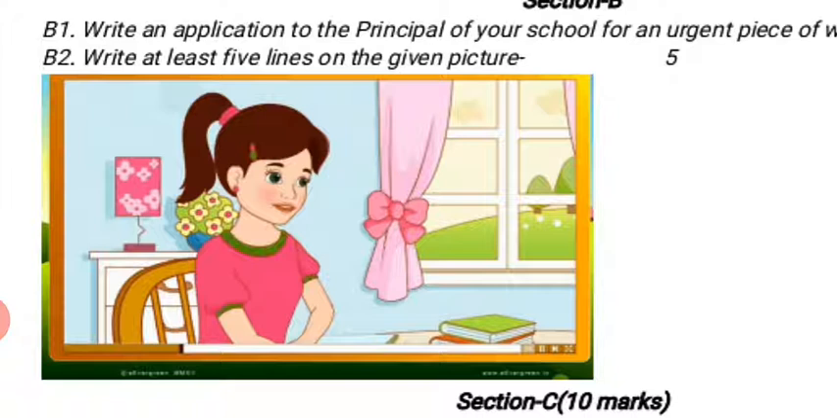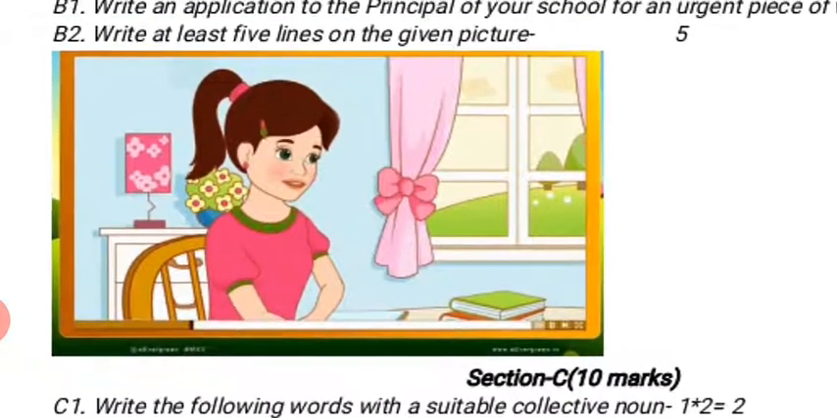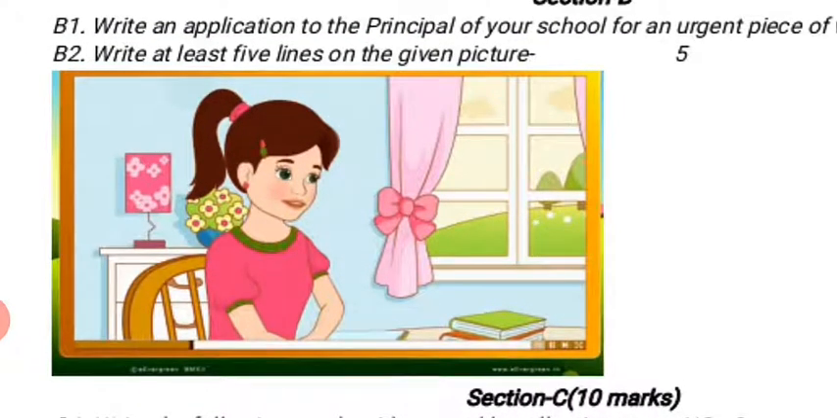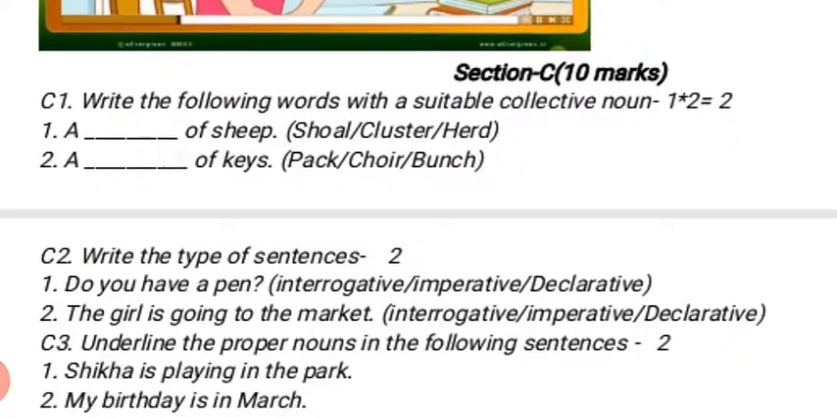The room is well maintained and books are kept on the table. She is very happy as she is studying. The girl is wearing a pink t-shirt and she is doing her work. Clear? So this is picture composition. Picture composition means when you look at the picture and then write sentences by observing the picture. So this is your writing section.